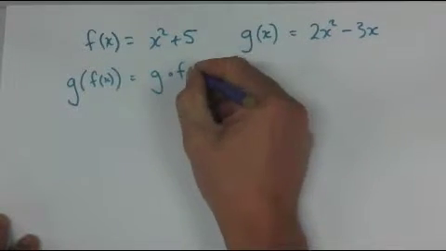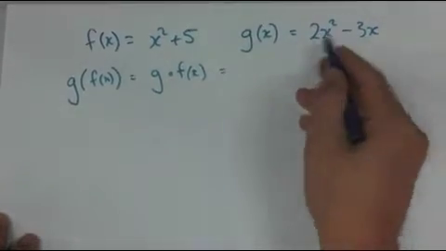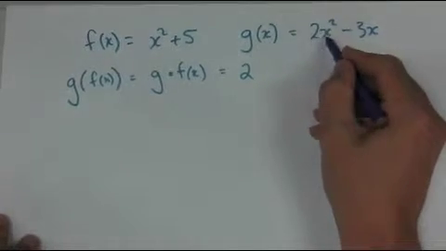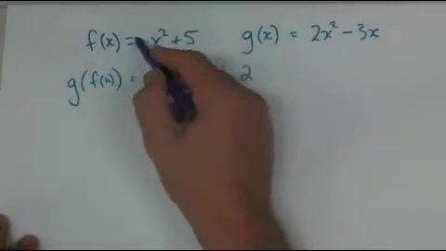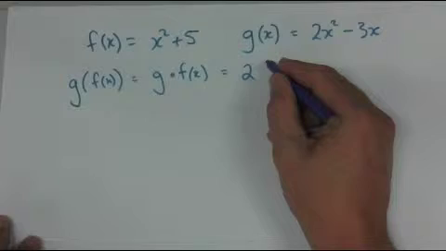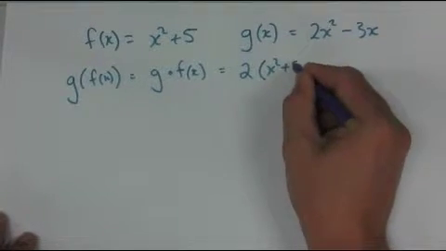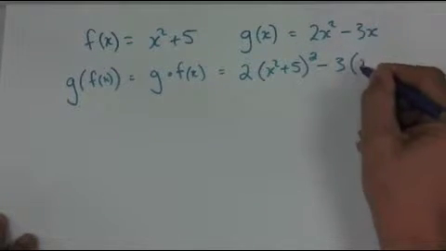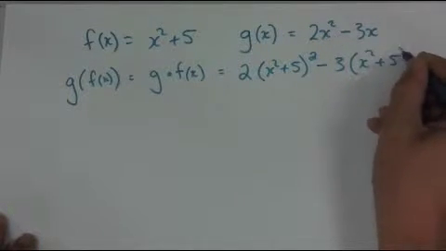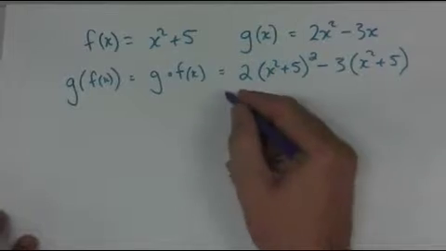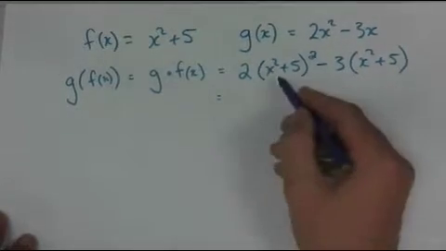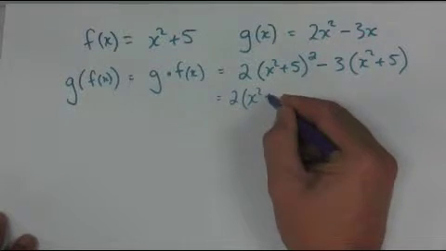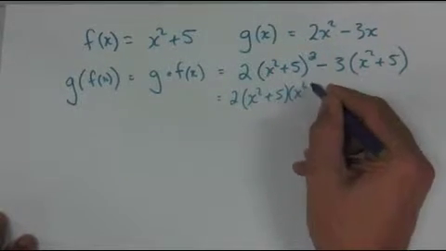That means I take the function g, which is 2x squared, but instead of having x there now, I have the entire function f replacing that x. So that would be 2(x squared plus 5) all squared, take 3(x squared plus 5). Multiplying this out, it is a little bit big. Let's multiply this part first. That would be 2(x squared plus 5)(x squared plus 5).